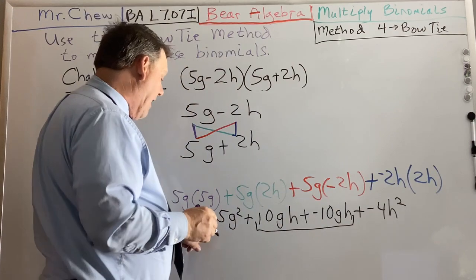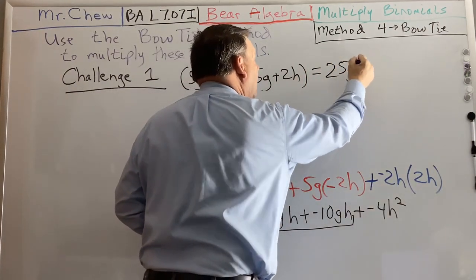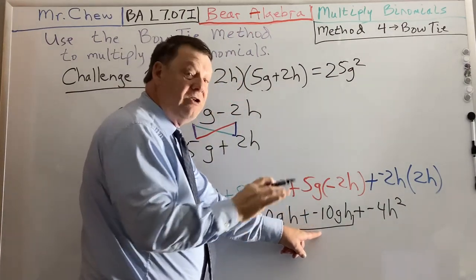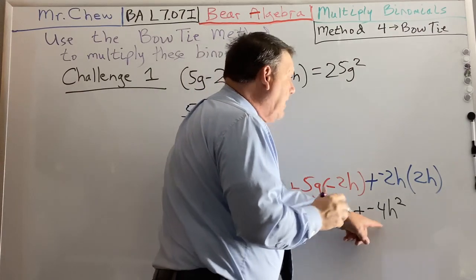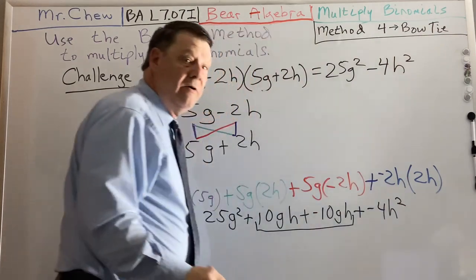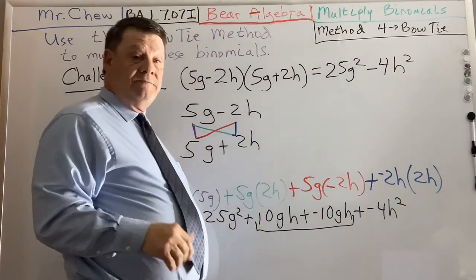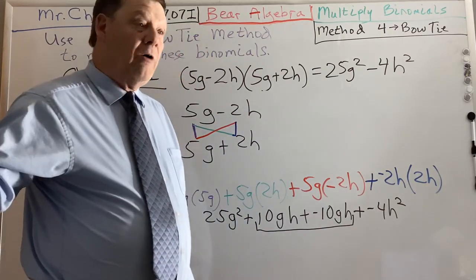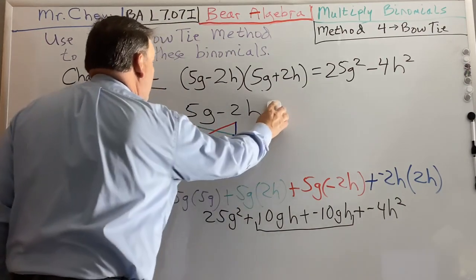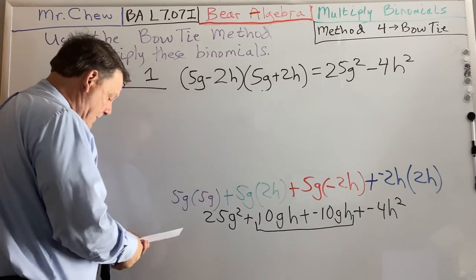So I have 25g squared, and then 10gh plus negative 10gh is 0, so it's gone, plus negative 4h squared, that I can write as minus 4h squared. So there's the answer to challenge one. Hopefully you did well. All right, and now I'll write down challenge two, and we will work through it, and hopefully you got them both right.